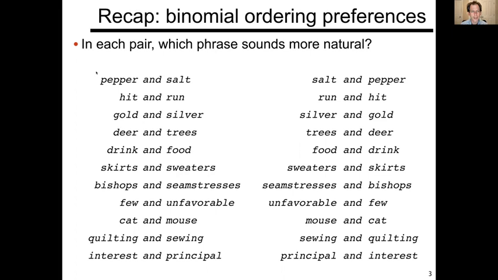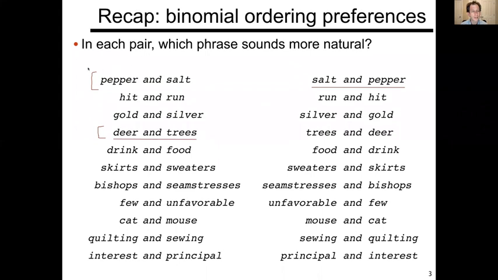So for example, in the case of pepper and salt versus salt and pepper, people had the very strong intuition that salt and pepper was a preferable ordering. In cases like deer and trees, you had perhaps not quite as strong an intuition, but you probably felt that that was a little bit more natural than the alternative ordering, trees and deer.